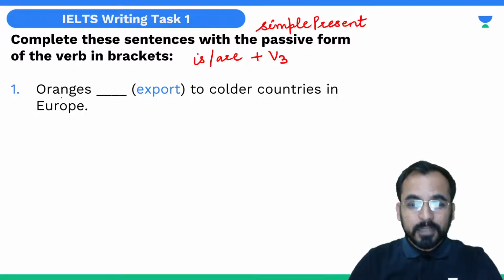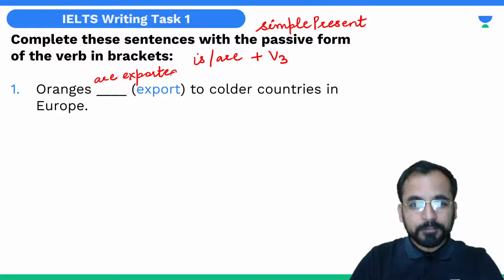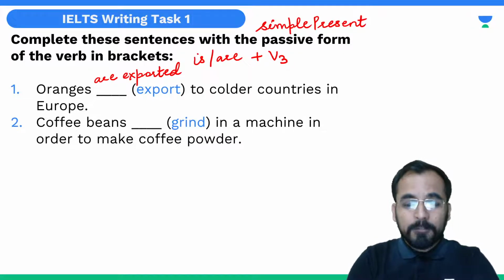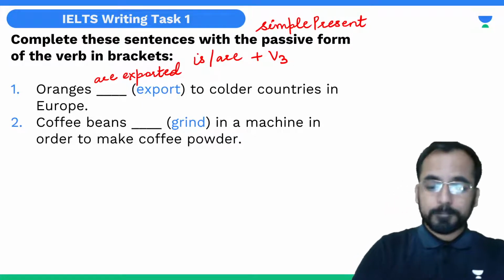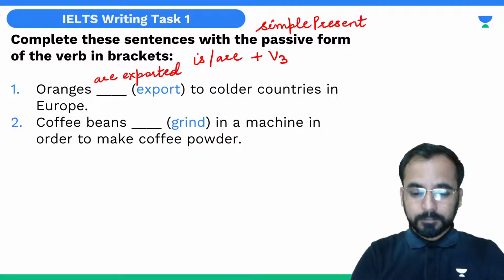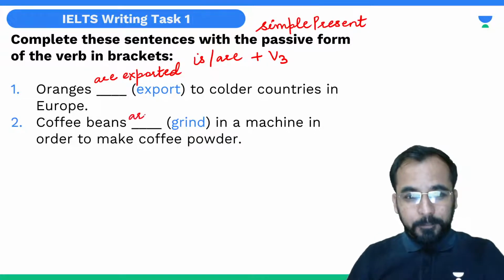Oranges, I'll do the first one for you. Oranges are exported. Correct. Now try for the second one. Coffee beans dashed in a machine in order to make coffee powder. Coffee beans are grinded or are ground.